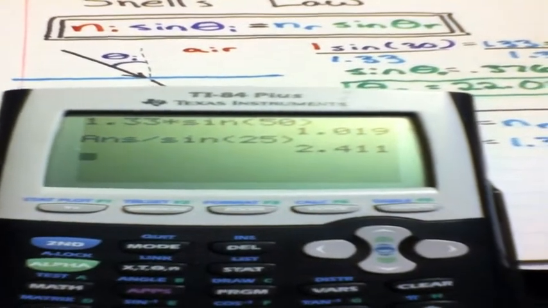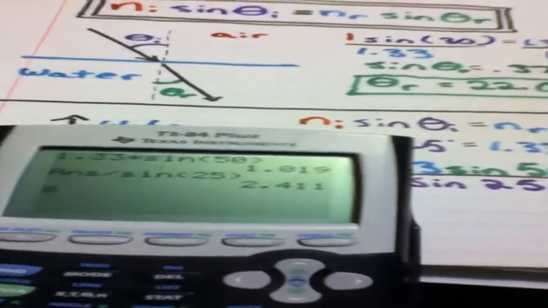That gives 2.41. Let's write that out, just so you guys can see it. Maybe some of you learn better like this. So all we're going to do is 1.33 times sine 50, take all of this, and divide that by sine 25. And that is going to give you, again, see there in the calculator, 2.41. So n sub i is equivalent to 2.41.